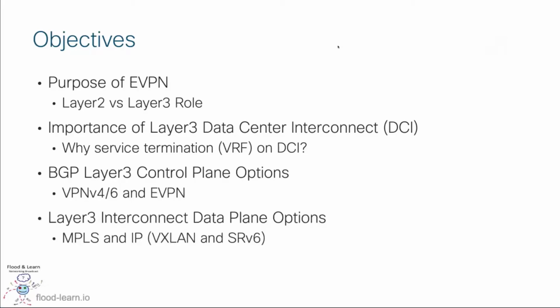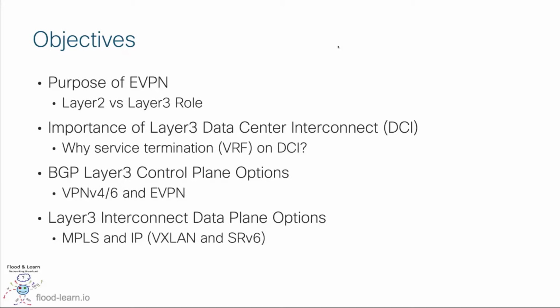So first, the objectives. Let's first look at layer 2 versus layer 3 role in the EVPN. We will be really focusing on the layer 3, mainly on the DCI, as I mentioned. We will look at the fundamentals. Why VRF? Why terminate the service on the DCI? Why it's very important to most of the time do it.